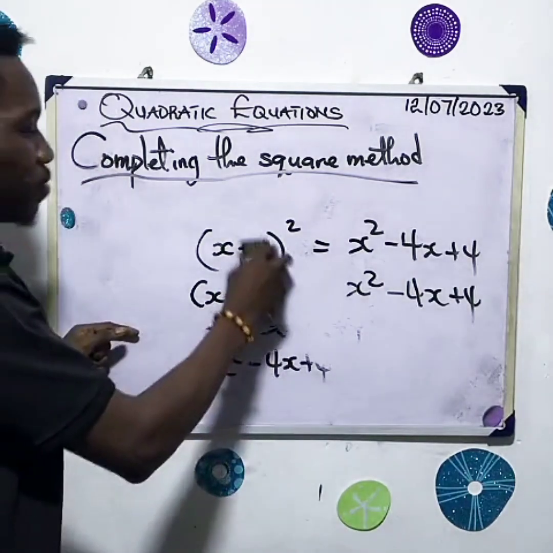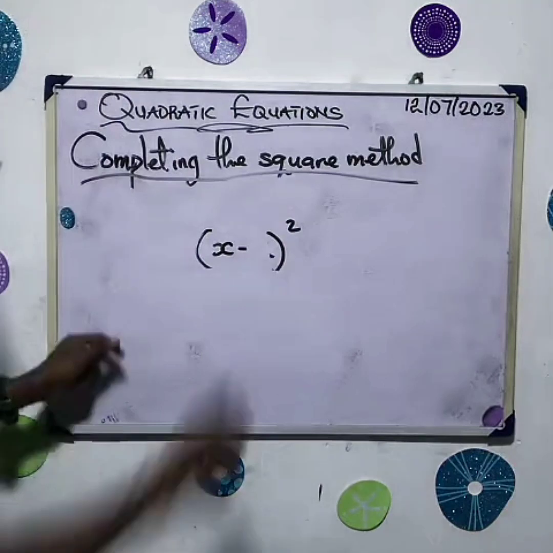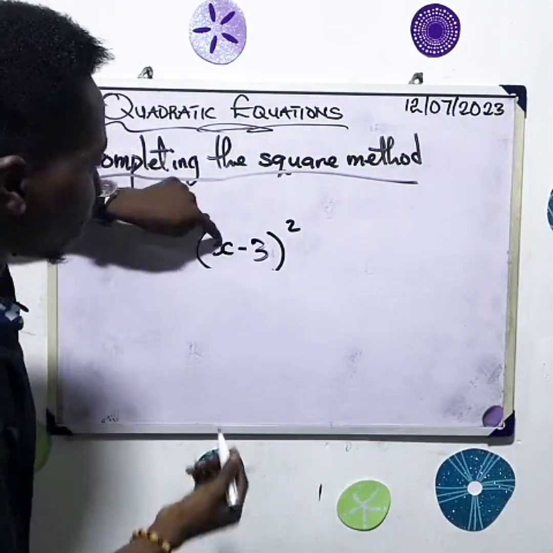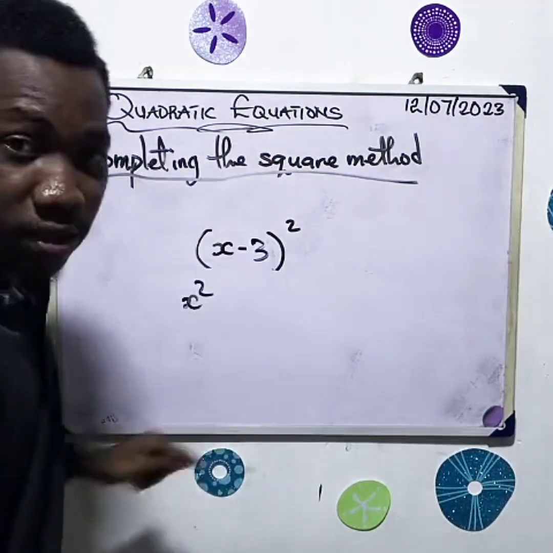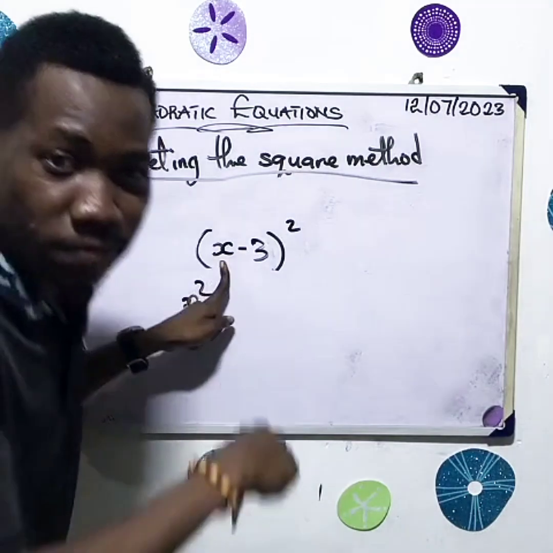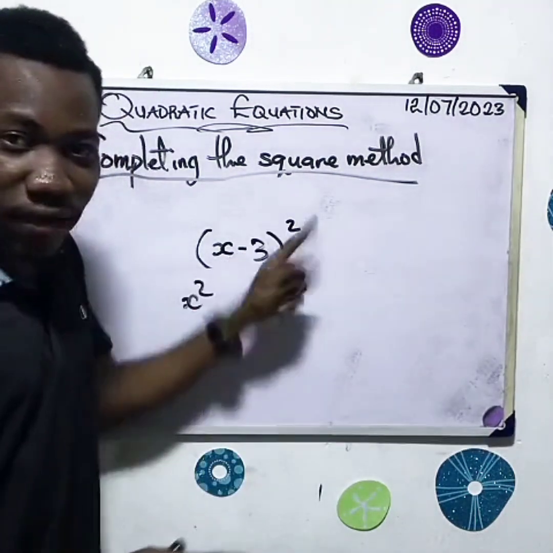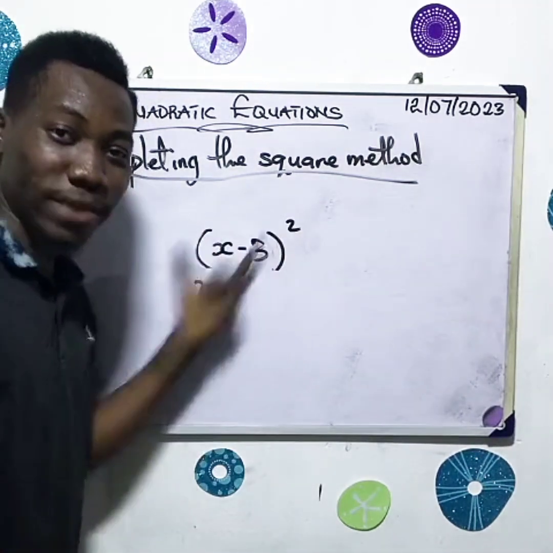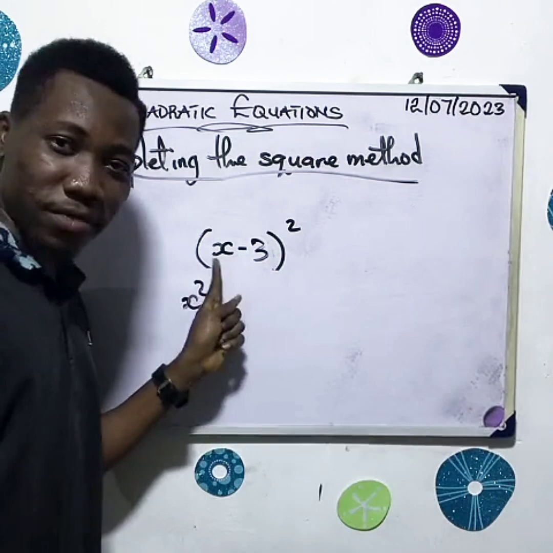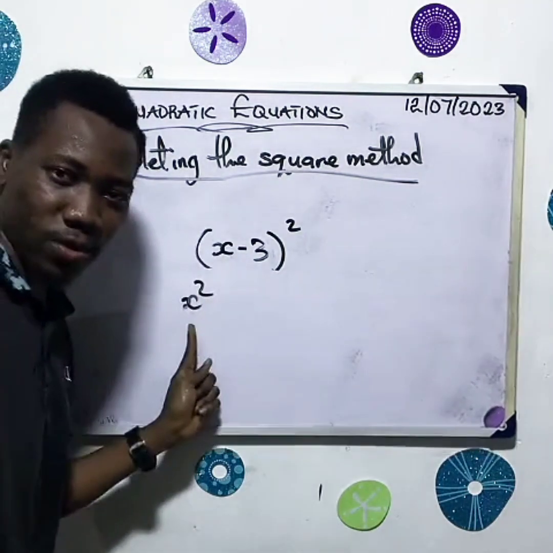Okay, let's try x minus 3. If this were x minus 3, I can easily get my answer without trying to expand. Pay attention here, please. I just square the first term, which is x. The square of it is x squared.